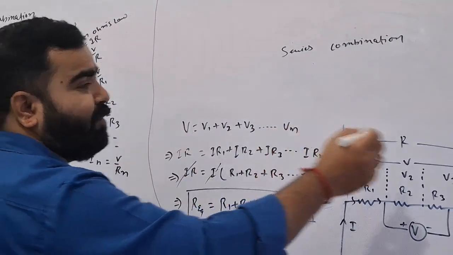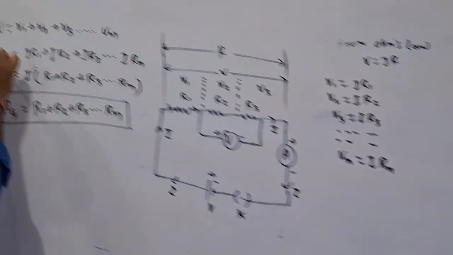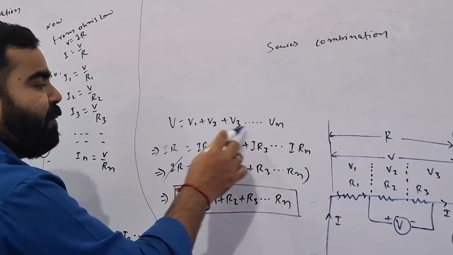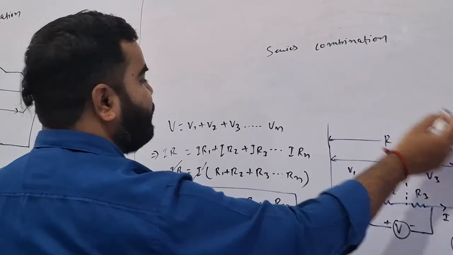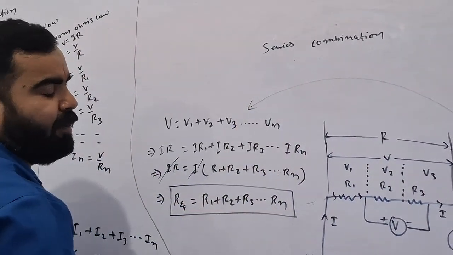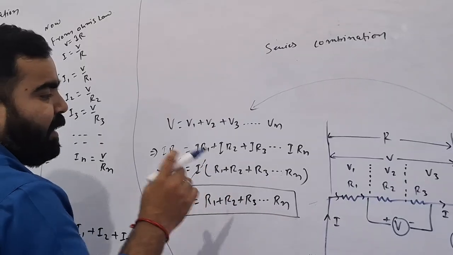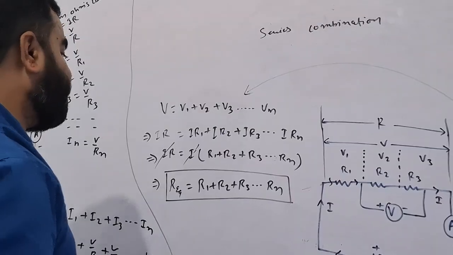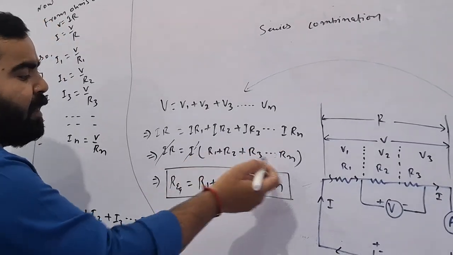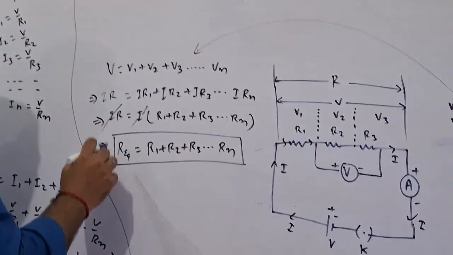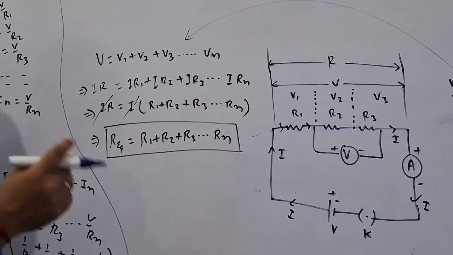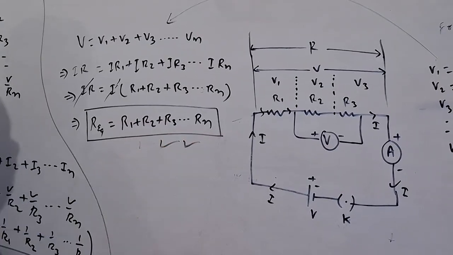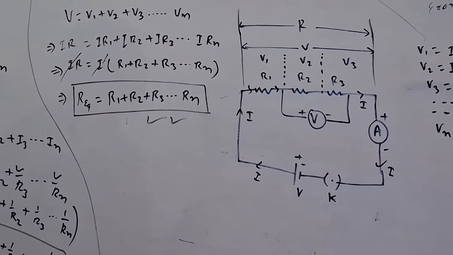Now V is equal to IR, so in place of V we can write IR. Now just put the data here: V1, V2, V3. Now I is common in each and every term. Take I outside and give a small bracket, then R1 plus R2 plus R3 and so on. Now I will be cancelled out. Then what would be left? R equivalent, and this is known as the series combination of resistors.